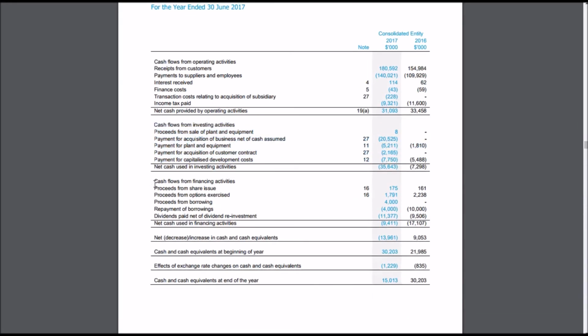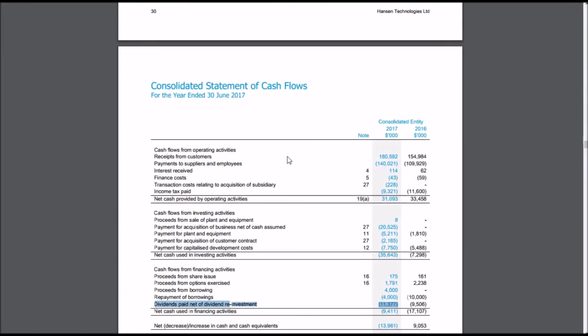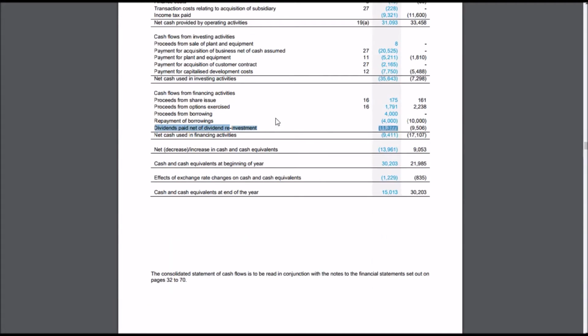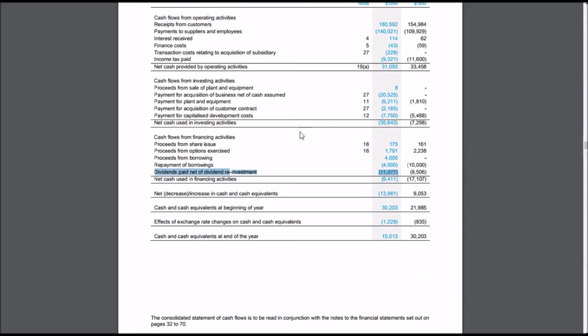This is the one down here, whether they borrowed money, whether they've sold shares to raise capital, whether they've repaid money back. You can see they've borrowed 4 million, but then they've paid it back quickly. They paid out their dividends to their shareholders. So this is the lifeblood of the company, the money coming in and the money going out. So it's really important to have an understanding of the cash flow of a business.